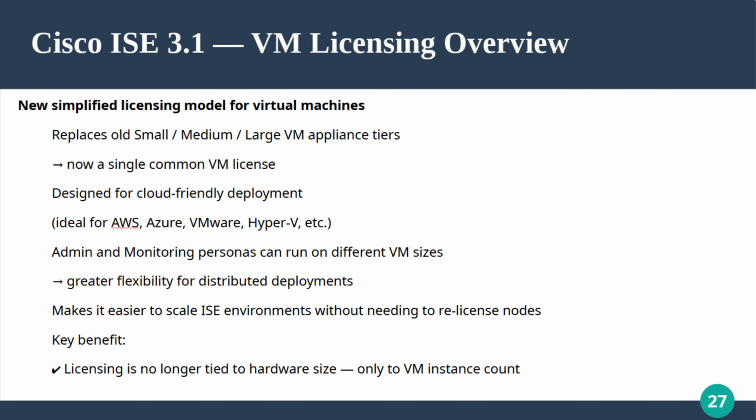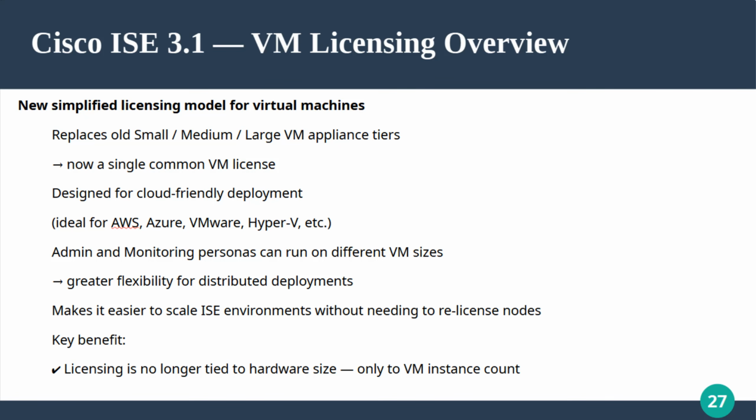And having a brief look at Cisco ISE 3.1 for virtual machine licensing. Cisco ISE 3.1 introduces a cloud-friendly virtual machine licensing model with a simplified common VM license, replacing the older small, medium, large tiers. This model supports flexible deployments, including in AWS, that's Amazon Web Services, and allows admin and monitoring nodes to run on different ISE instance types.